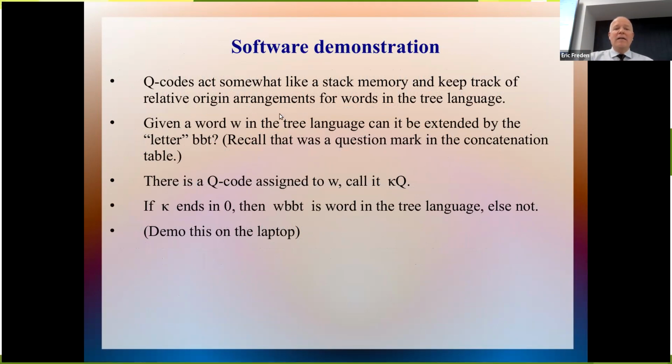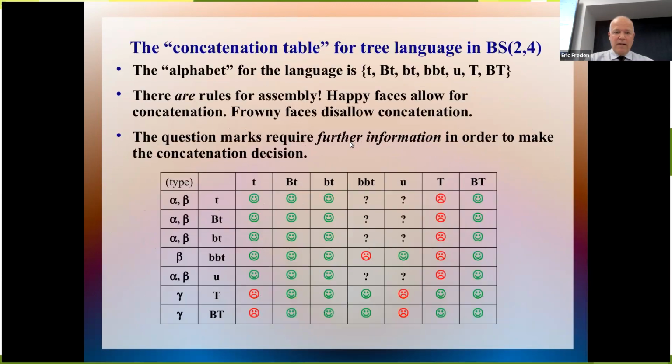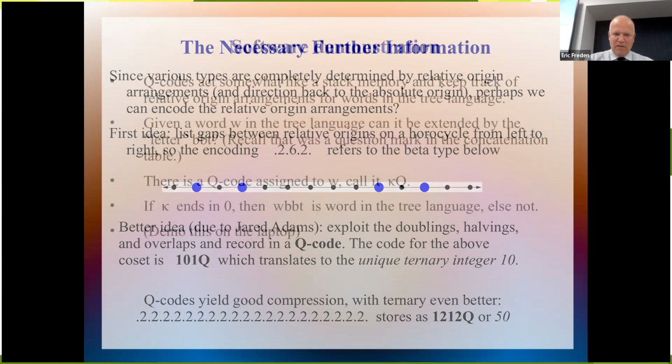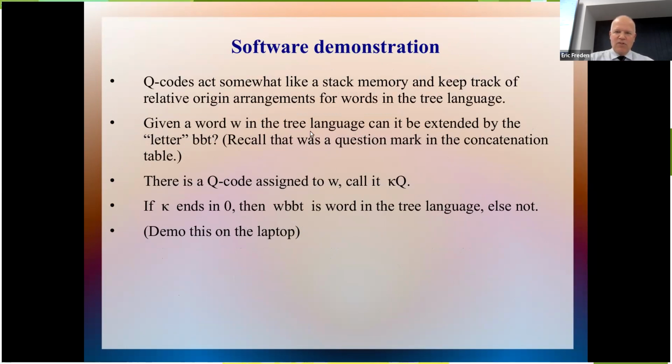So, given a word W in the tree language, can I extend it by a letter BBT? Okay, that was a question mark in my concatenation table. I've got a word that ends in something, and I want to know: can I add a BBT? It ended in a little t. Can I add a BBT? I don't know. I have to go back. I have to find the Q code that corresponded to the letter BBT. So let's stop my share and let me show you.